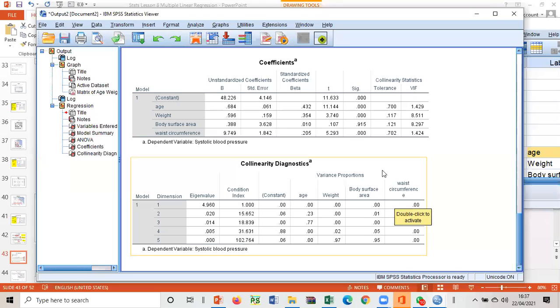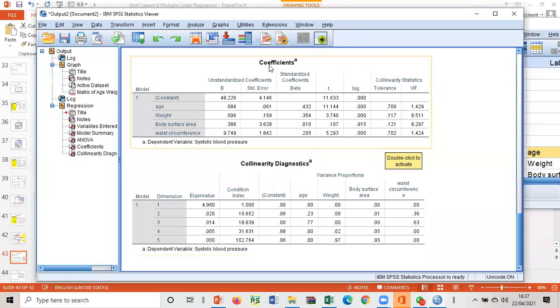So now look at the last column under coefficients, VIF. What does VIF stand for? Variance inflation factor. What is it used to test? Test for collinearity, multicollinearity. How do you read this? Any value more than 5, there is some problem.